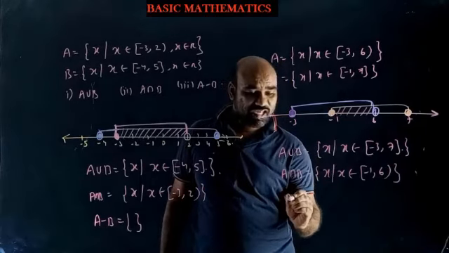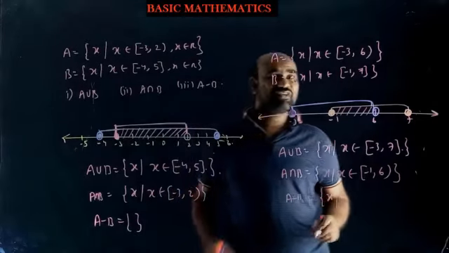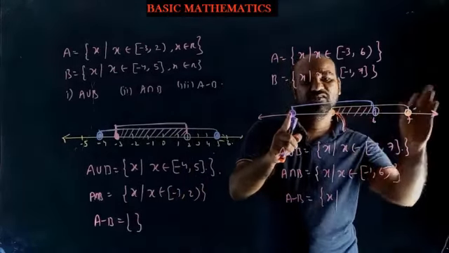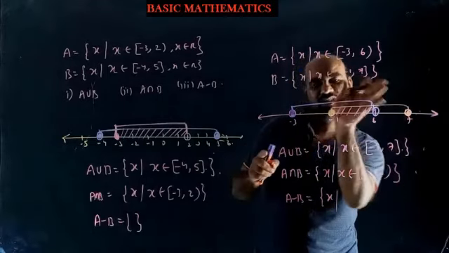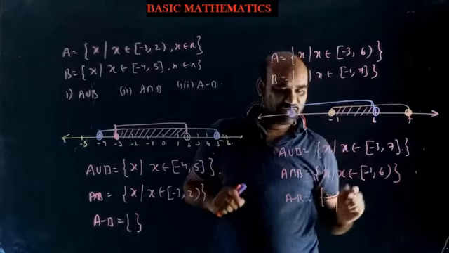Next what I want? A minus B I want. A minus B. X such that A minus B means from A, A means this set. From A I want to remove the elements which are in B. All these elements should be removed. So minus 3 to minus 1 is left. So minus 3 closed.